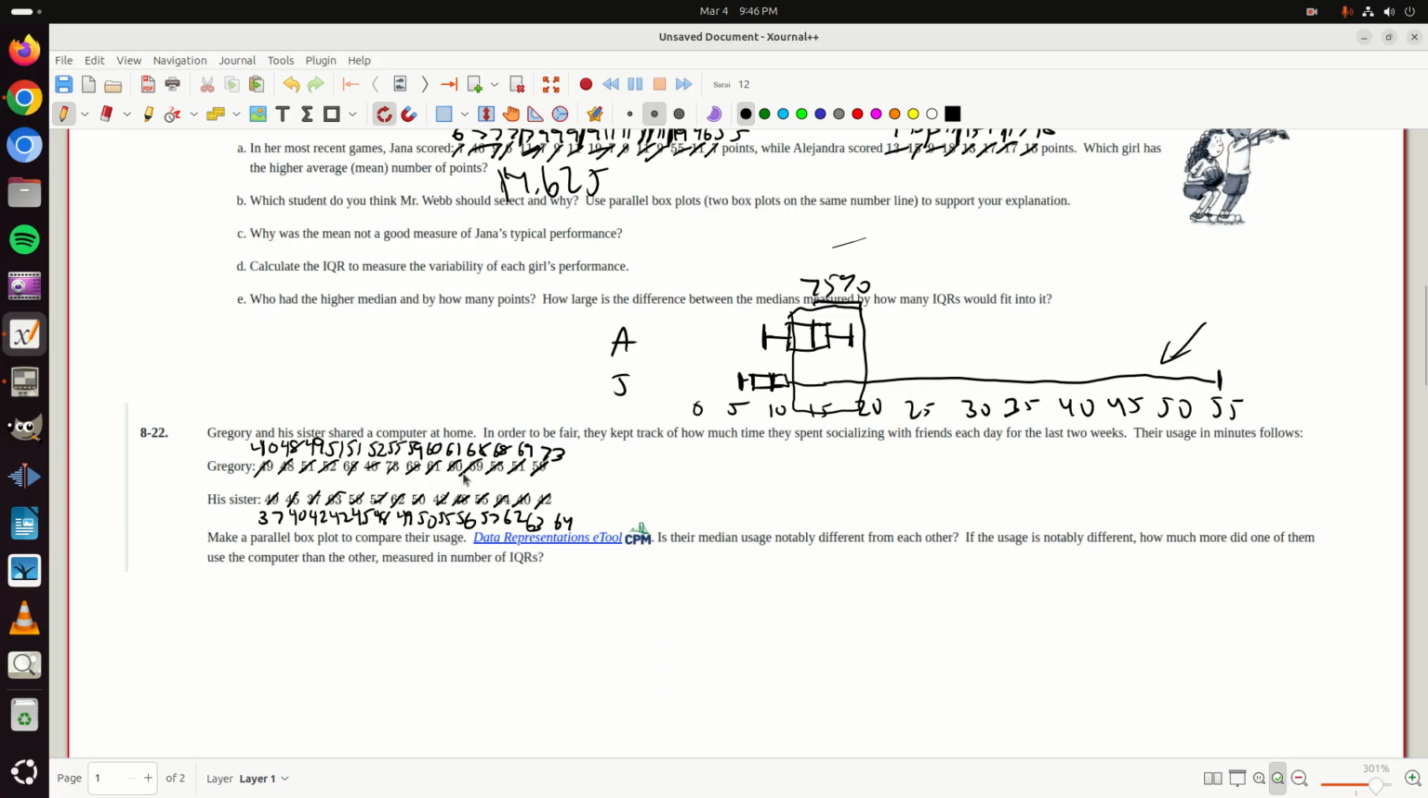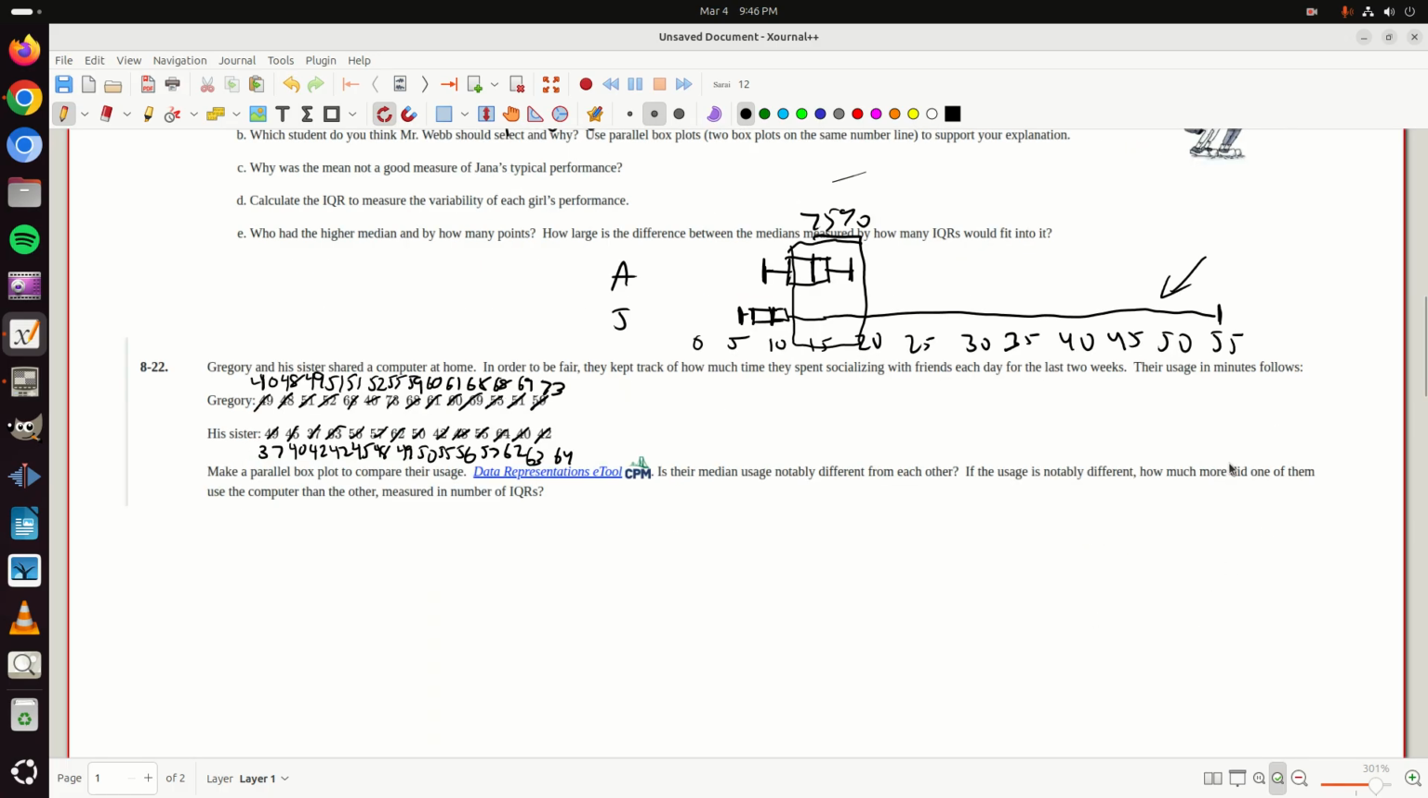Honestly, I don't know if I have this in me. They want us to put these together again, so let's just see if we can do this quickly. So 20, 30, 40, 50, 60, 70, 80, and I will say Greg, his lowest is 40 and his highest is 73. And then 1, 2, 3, 4, 5, 6, 7, 8, 9, 10, 11, 12, 13, 14. So there should be 7 on each side. 1, 2, 3, 4, 5, 6, 7.